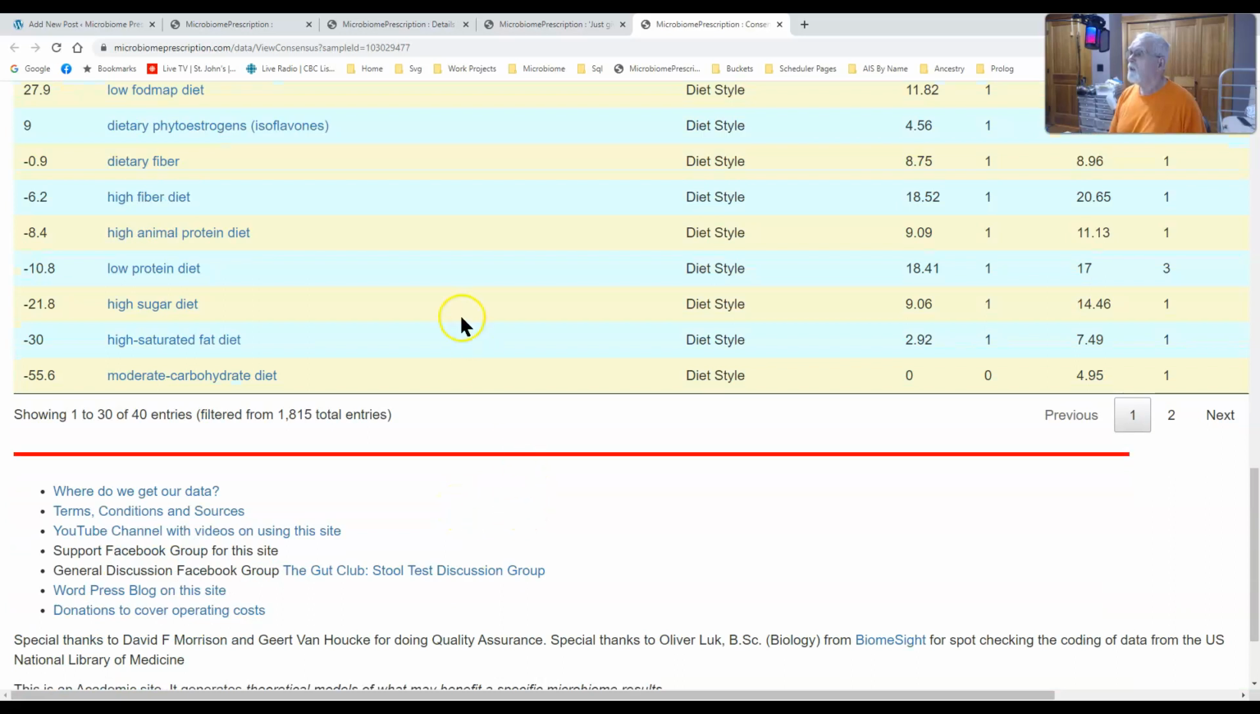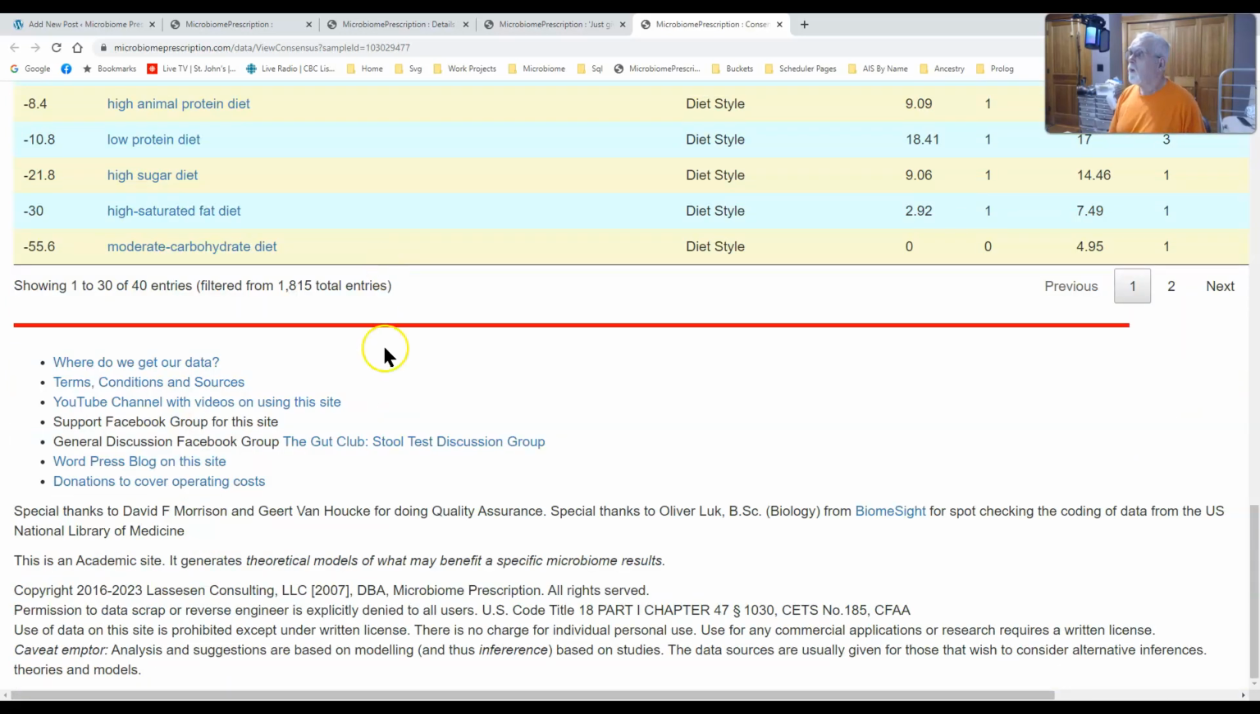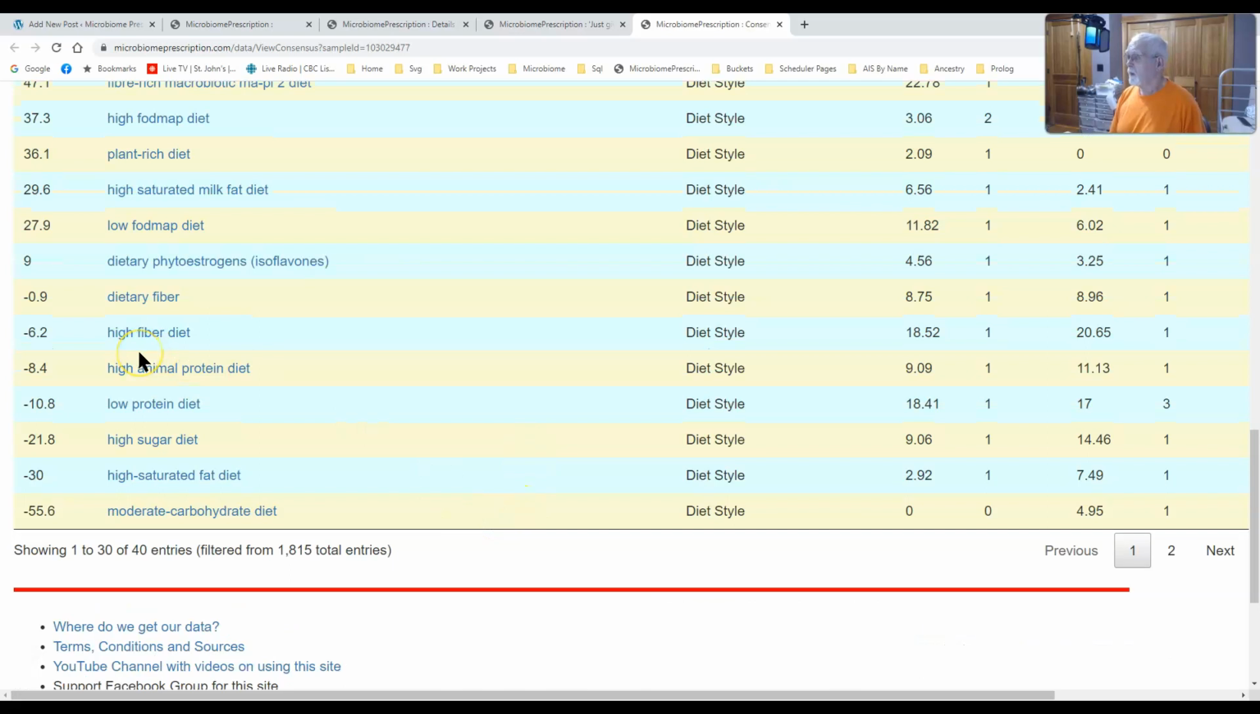But we also need to take a look at the bottom. High sugar diet is bad. High saturated fat diet, which generally means burgers. Burgers are high in saturated fat. In general, one of the first things to always try doing, especially when you are dealing with overgrowth, is look at all of the negatives and try figuring out what you can easily eliminate there.